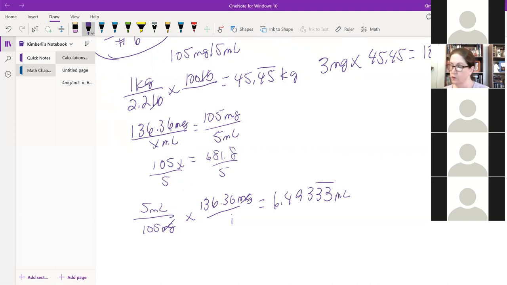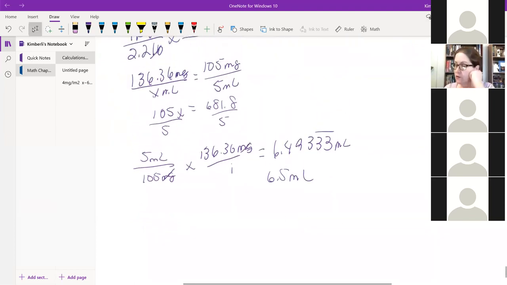Okay, so the three just keeps repeating. So again, knowing our limitations on these oral syringes, I would probably make that 6.5 mLs. You could make it 6.49, but then you're going to have to figure out where the 0.49 is. And it's going to be just barely above the 6.5 mark if you want to do it that way. Or you could just say 6.5.